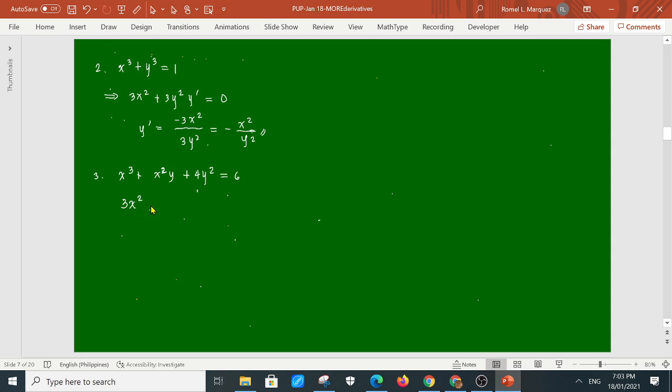3x squared. Product to, x squared y. The first. Anong derivative ng y? Dy prime. Plus the second, yung y. Derivative ng x squared, 2x. Yan. Plus, this is 4y squared. 8y, then y prime. Kasi, dependent yung y.